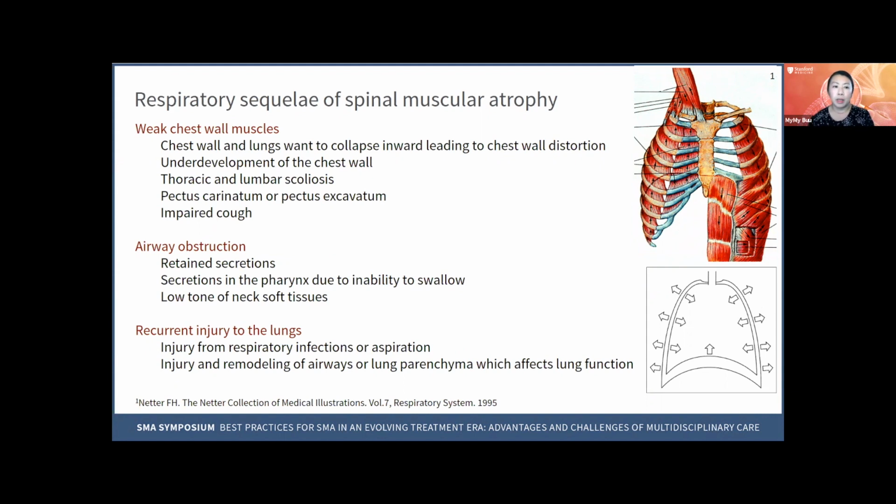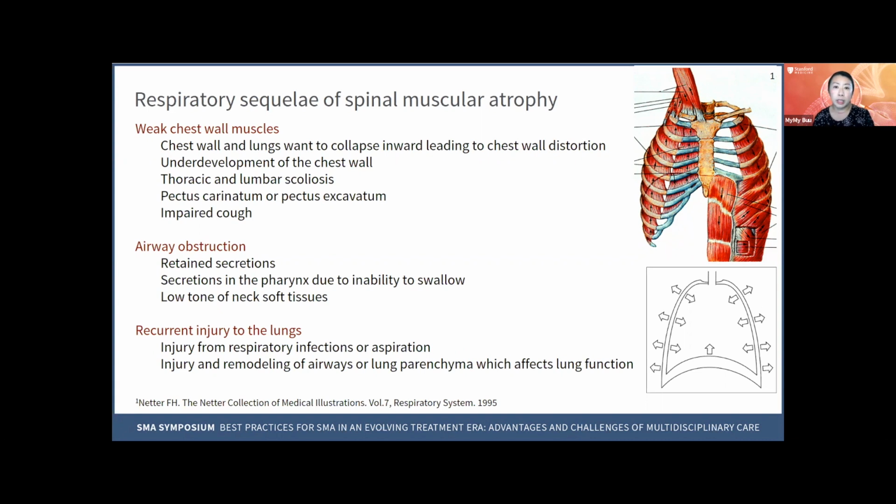The weak muscles themselves also impair cough. There is also airway obstruction, from retained secretions. Because of this impaired cough, patients are not able to mobilize their normal secretions. The lungs are always producing mucus as part of the normal immune system of the lung, and there are also normal secretions in our mouth with the saliva. Due to weak swallow or weak pharyngeal muscles, this also causes buildup of secretions in the pharynx, which leads to obstruction. The tone in the neck can also be low, which can cause airway obstruction as well.